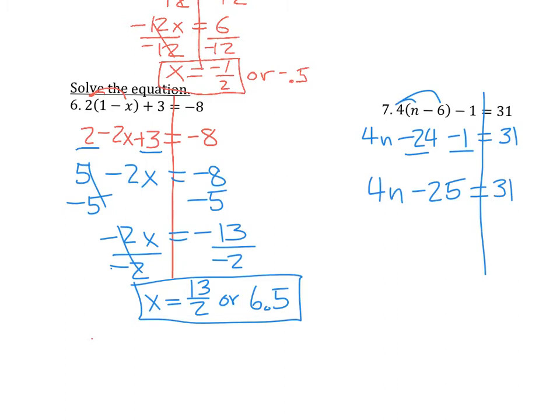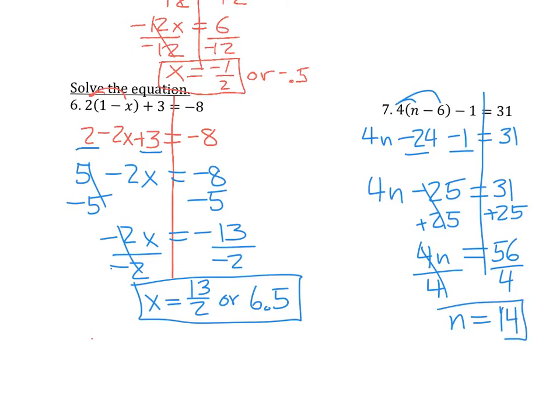And now that I need to go across the equal sign, I need to do opposite operations. So I add 25. So I have 4n equals, would that be 56? Divide by 4. And I end up with, what would that be, 14, I think. So n equals 14. Okay.